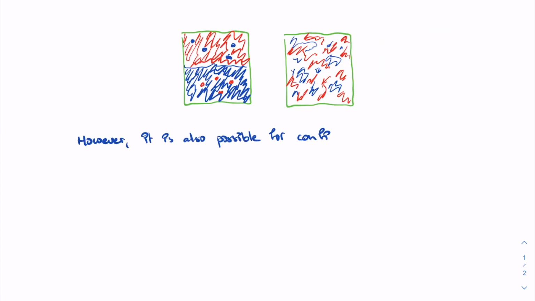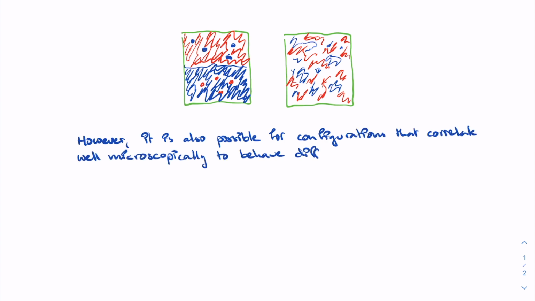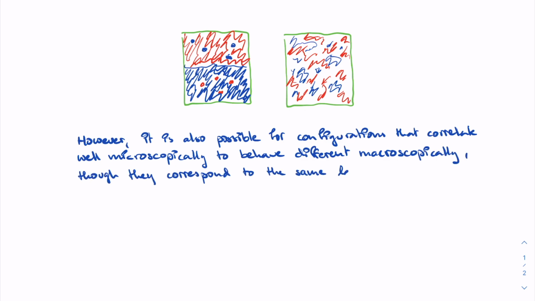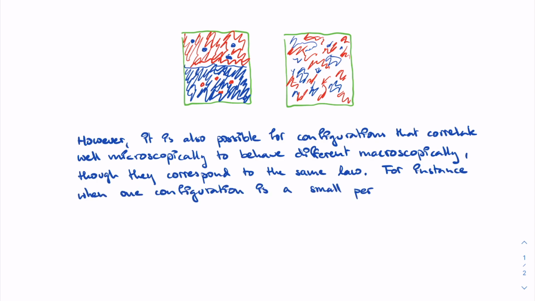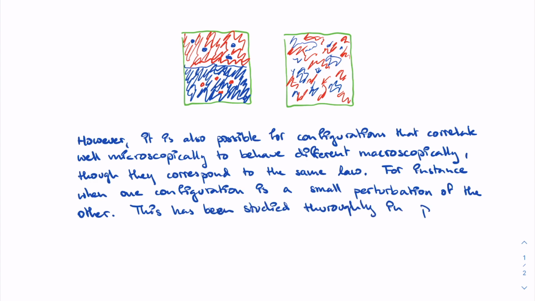However, it's also possible for configurations that correlate well microscopically to behave differently macroscopically, though they correspond to the same law. For instance, when one configuration is a small perturbation of the other. This has been studied thoroughly in planar percolation models.